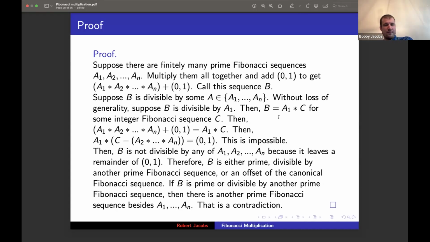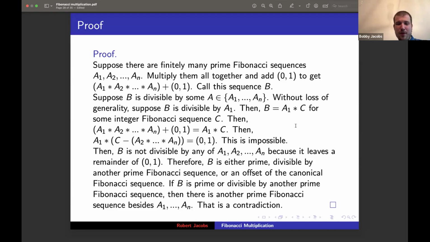We'll call that B. And suppose B is divisible by some A in A1 to AN. Well, without loss of generality, suppose B is divisible by A1. Then B is A1 times C for some integer Fibonacci sequence C. Then A1 times A2 times all the way to AN plus A1 is A1 times C. Then A1 times C minus A2 times all the way to AN is 0, 1. Well, that's impossible because 0, 1 is a unit. It's not divisible by anything else. So B is not divisible by any of A1 through AN because it leaves a remainder of 0, 1.